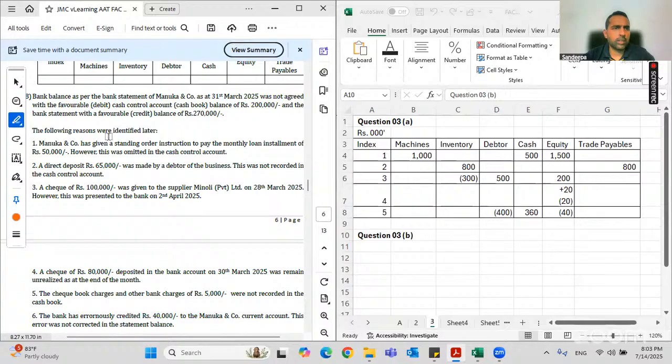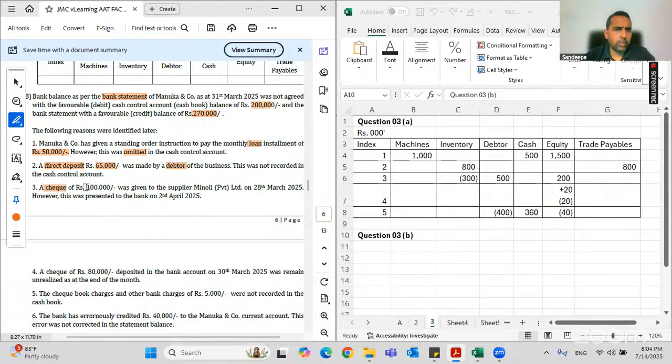Right? Okay. Bank balance as per the bank statement of Manuka and Company did not agree with the favorable cash control account balance of 200,000. Bank statement 270. Following reasons were identified later. There's a standing order to pay the monthly loan installment of 50. This has been omitted. A direct deposit of 65 was made by a debtor, not recognized.